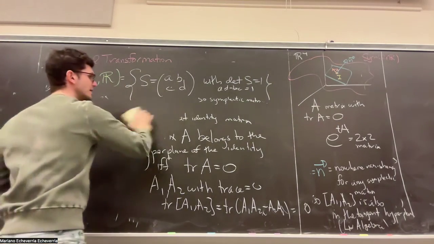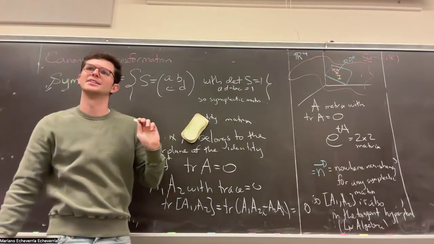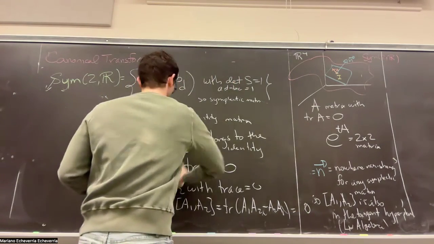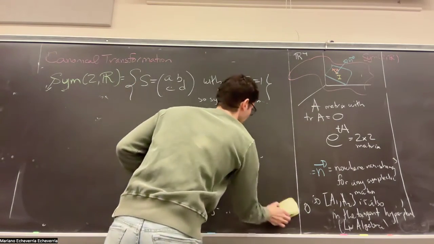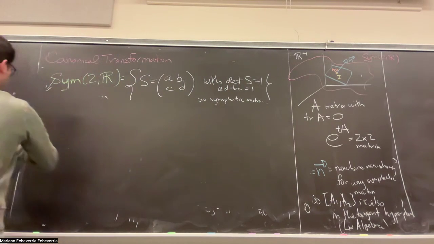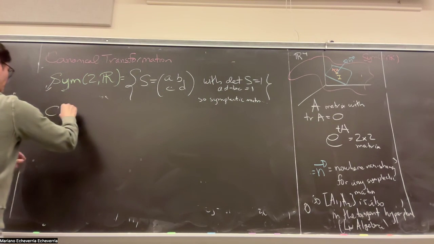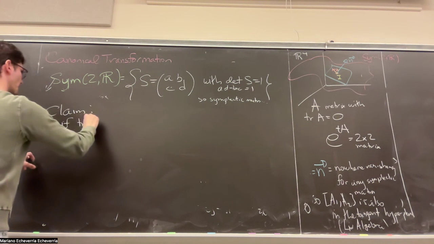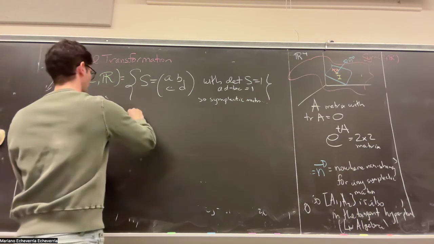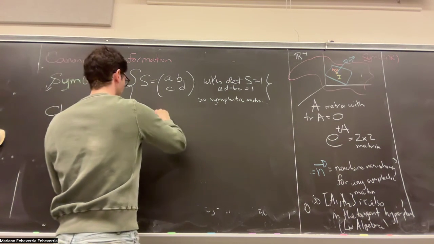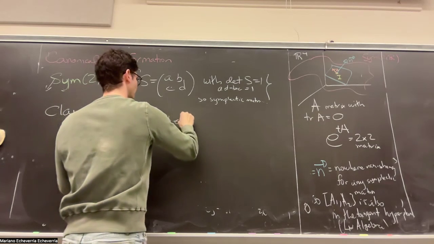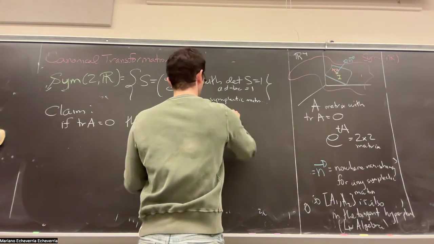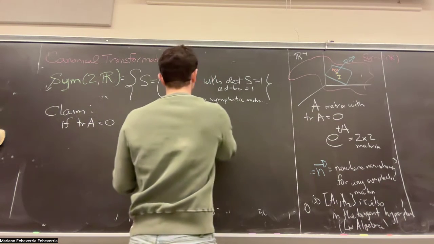And my claim is that that's a symplectic matrix. So the exponential of this matrix is symplectic. My claim: if the trace of A equals 0, then for any t, any real number t, e to the tA is a symplectic matrix.